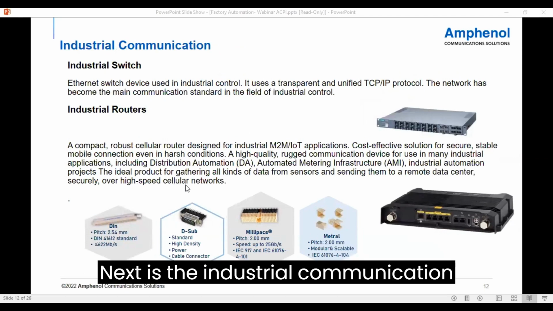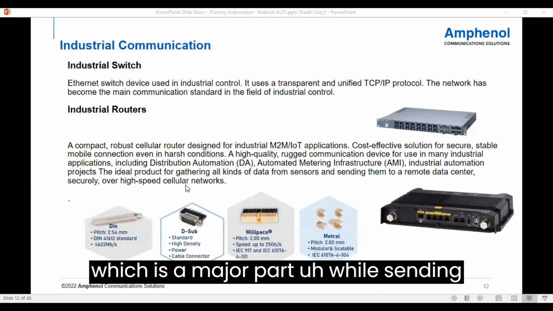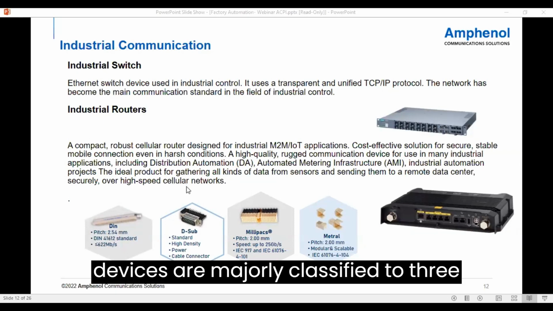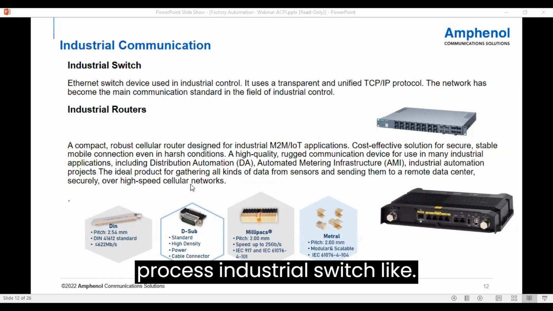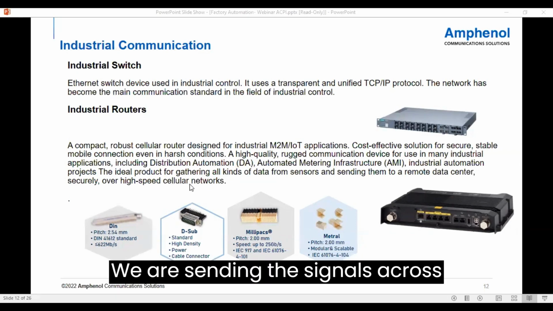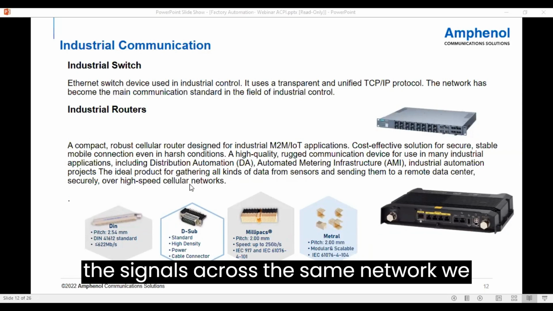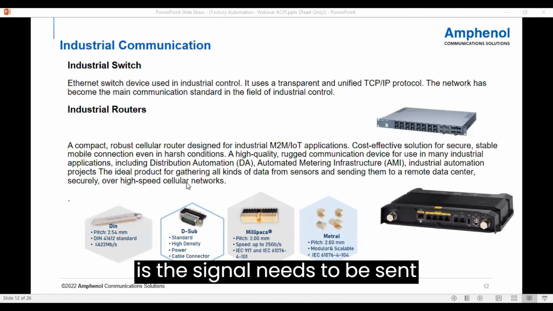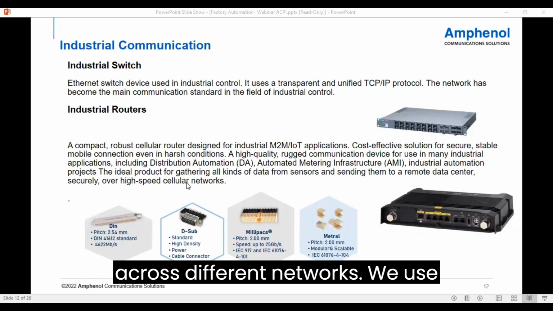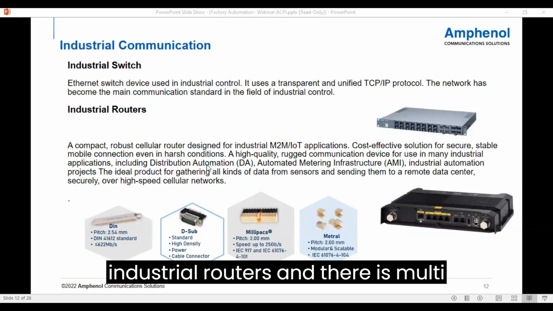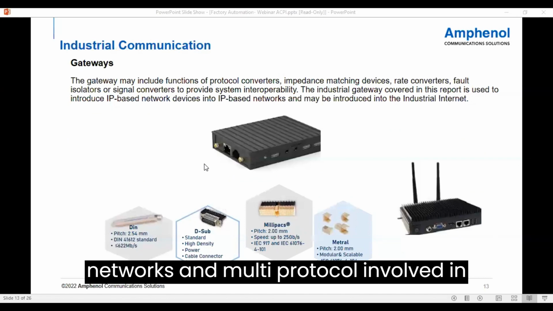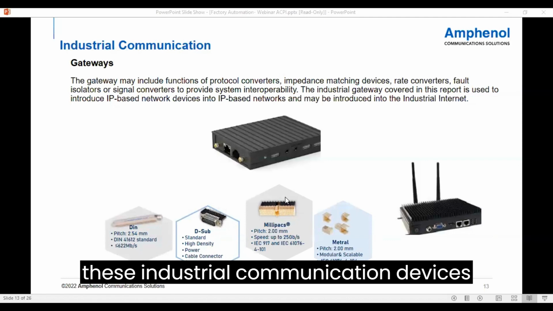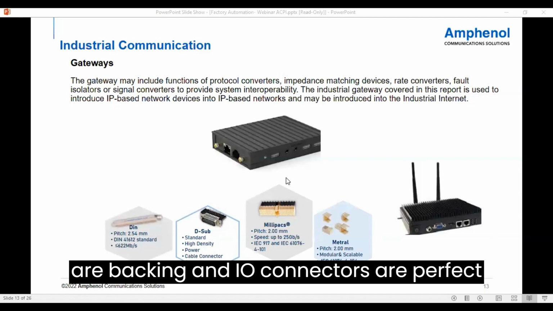Next is industrial communication, which is a major part of sending or receiving data. These communication devices are majorly classified into three. First is the industrial switch. If we are to send signals across the same network, we use an industrial switch. If signals need to be sent across different networks, we use industrial routers. And if multiple networks and multiple protocols are involved in sending a signal from one network to another, then we use gateways. For all these industrial communication devices, our backplane and IO connectors are the perfect fit.